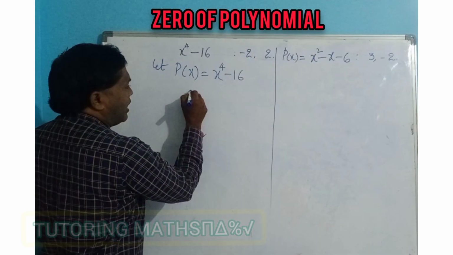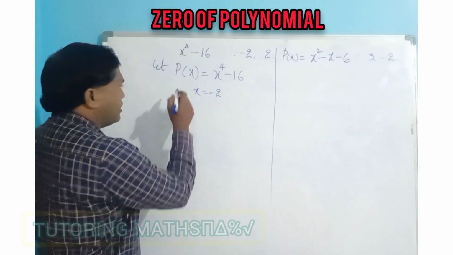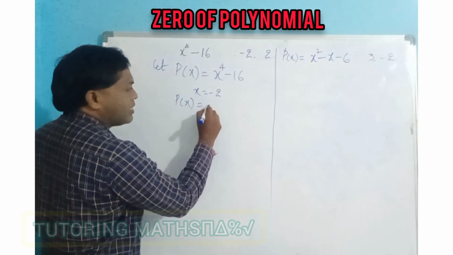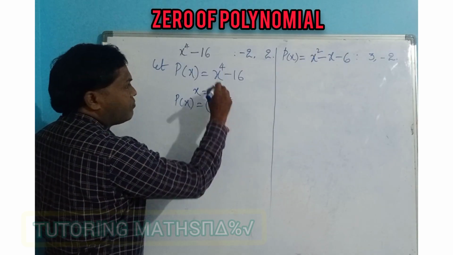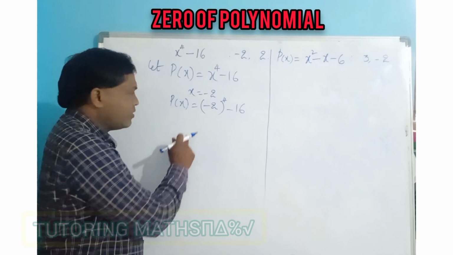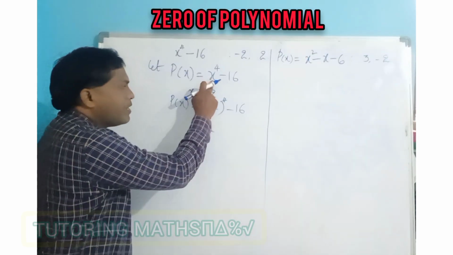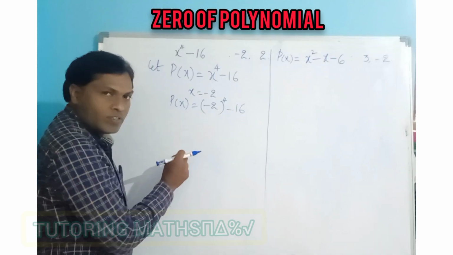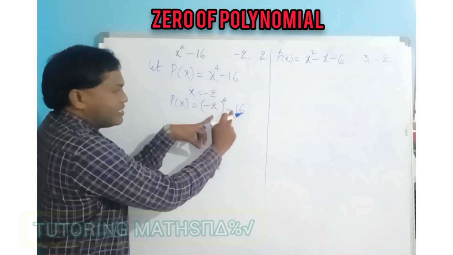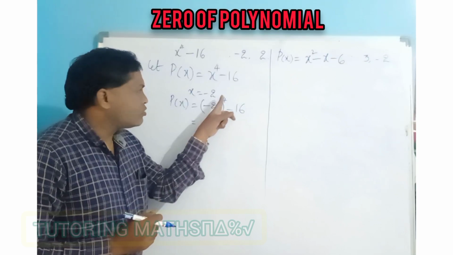x is equal to minus 2. In place of x, let us substitute minus 2. p of x is equal to x to the power of 4 minus 16. In place of x, substitute minus 2. Then we get minus 2 whole to the power of 4, minus 16. Now it is just to simplify this.